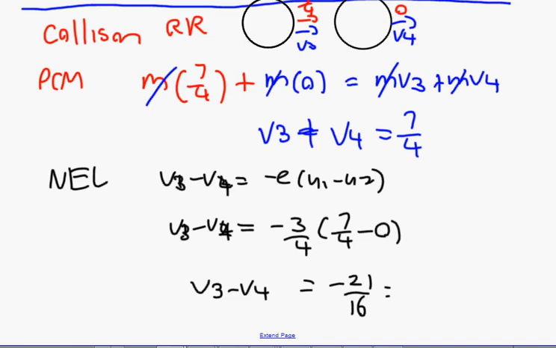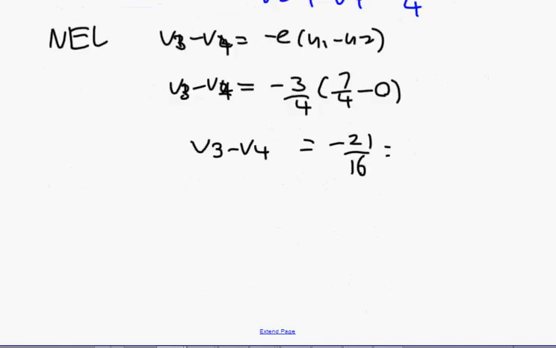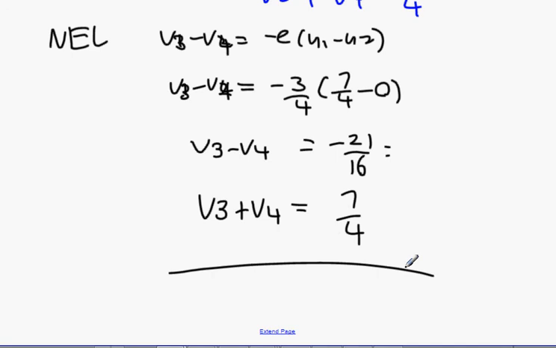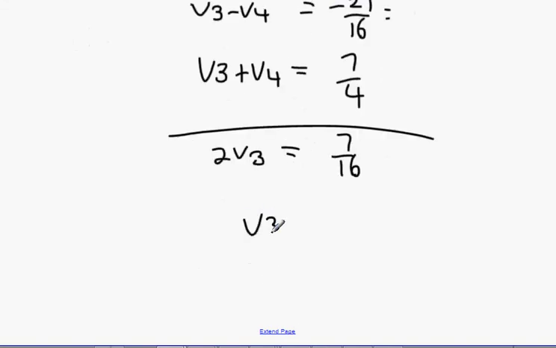Put the second equation underneath, and we get V3 plus V4 equals 7/4. Add directly downwards. 2V3 ends up to be 7/16. V3 ends up to be 7/32.